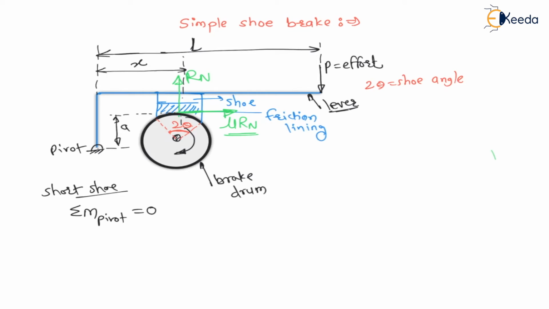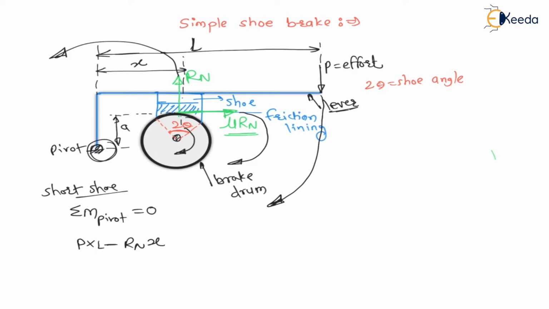Check the applied effort P is creating moment in clockwise direction at distance L. Therefore, due to applied moment, the moment is P into L. Now, again, the normal reaction Rn is creating moment in anti-clockwise direction. Therefore, minus Rn at distance x into x, and frictional resistance mu Rn is creating moment in clockwise direction about this pivot, right? Therefore, plus mu Rn at distance a into a must be equal to 0, right?